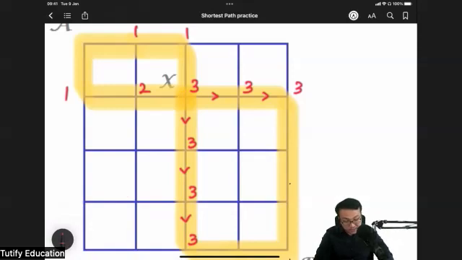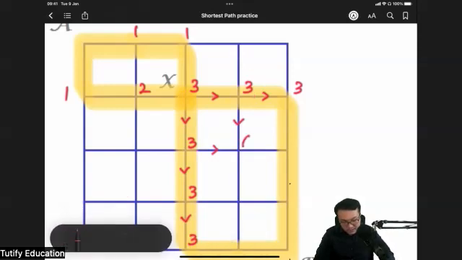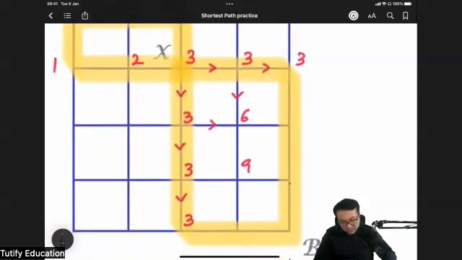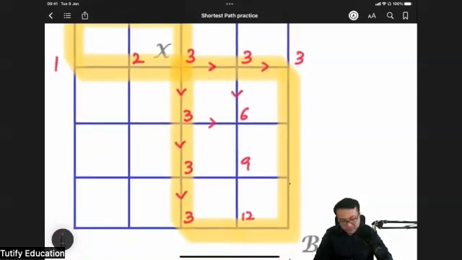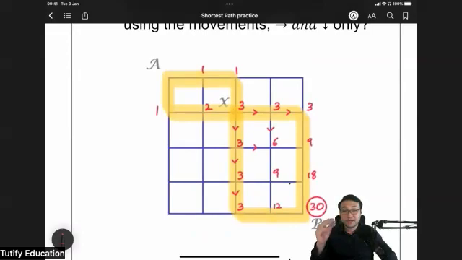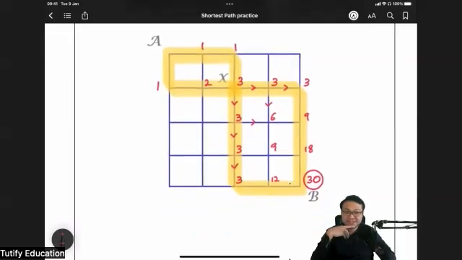Now, again, let's make use of the arrows. If I want to find the number at this point, I need to look at the arrow here and the arrow here because there are 2 arrows pointing towards this point. 3 plus 3. Okay, students, that will give us a 6. Now, what about this? Look at this arrow, 3 plus 6, you get 9. So you continue adding the 2 numbers, 9 plus 3, 12, 3 plus 6, 9, 9 plus 9, 18, 18 plus 12, 30. So there are 30 ways to get from point A to point B while passing through X. Okay, students?